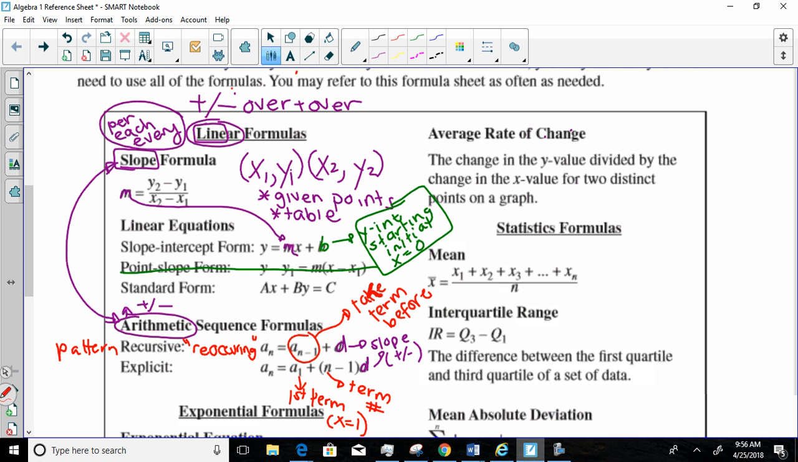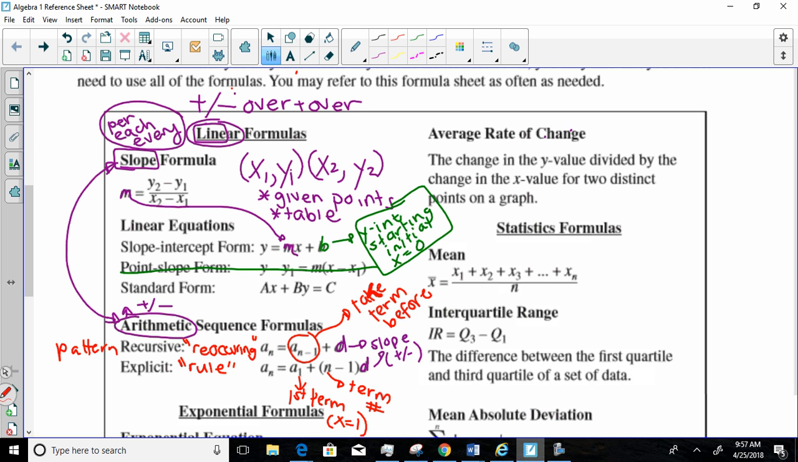So explicit is like a rule. Recursive is telling you the pattern. So take the term before and do whatever to it. Recursive, guys, please focus. Recursive is a pattern. So what's happening over and over again? When they're asking for a recursive formula, the only thing you need to plug in is D. This stays. Just take the term before and do something with it.